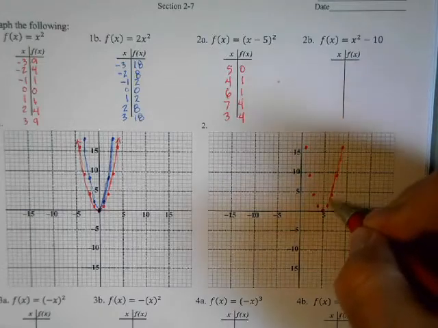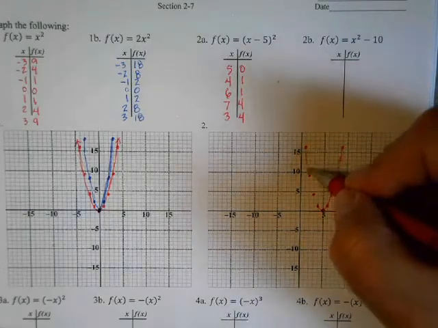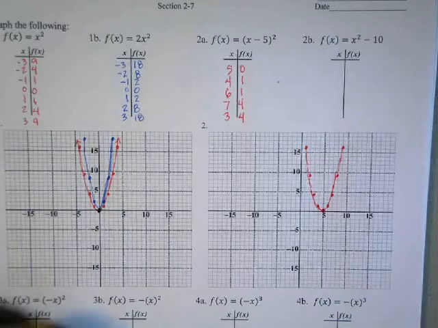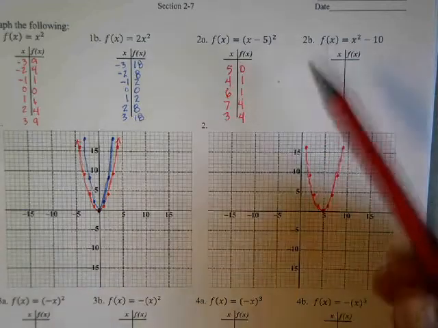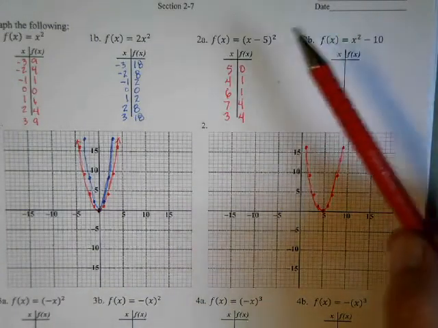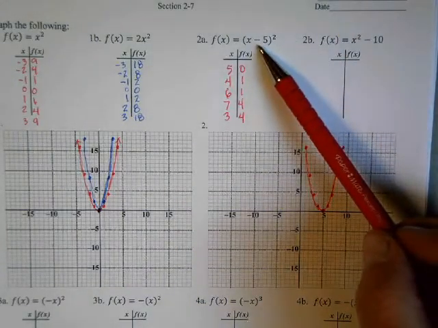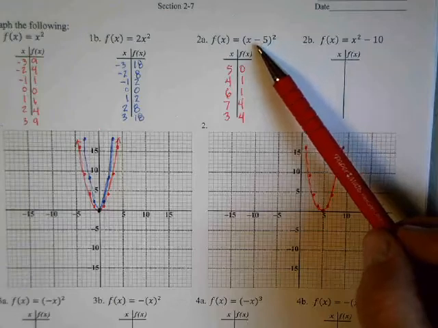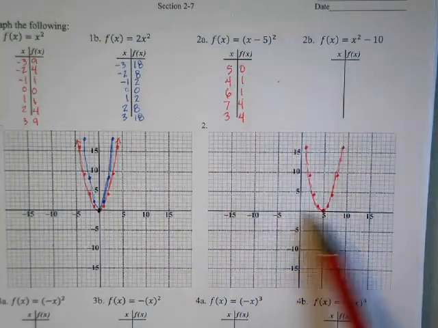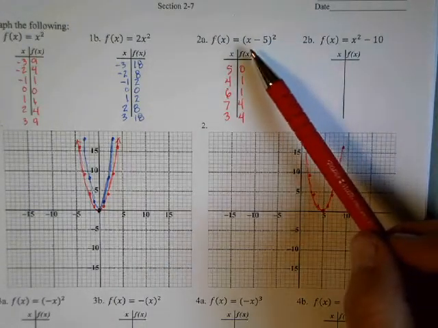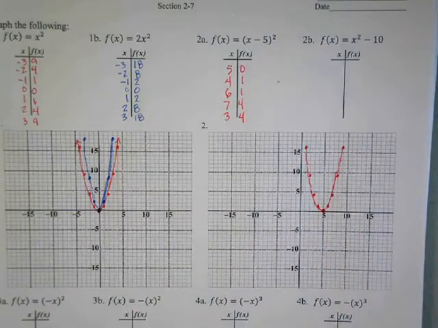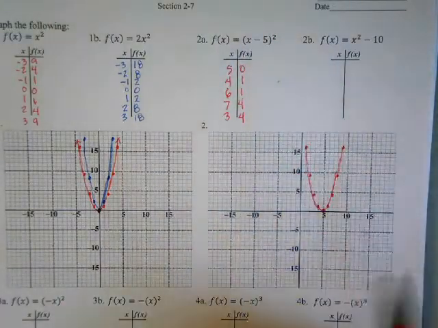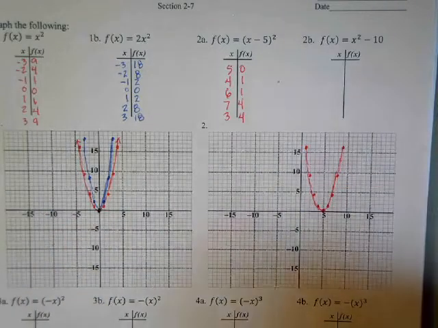And hopefully what you see is the graph looks the same as it did before, it just got moved. And basically the rule is it's going to move in the opposite direction of the sign that you see inside the parentheses. So since this said negative 5, it moved 5 to the right. If I had had an x plus 5, then it would have moved 5 to the left. And so putting things inside parentheses moves it left or right.